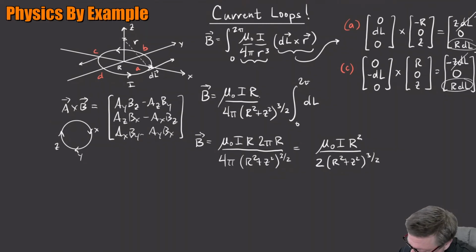Oh, I keep saying this is a vector, right? I should, I suppose, write that this is in the z hat direction.